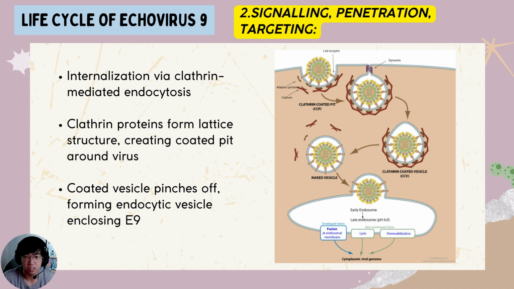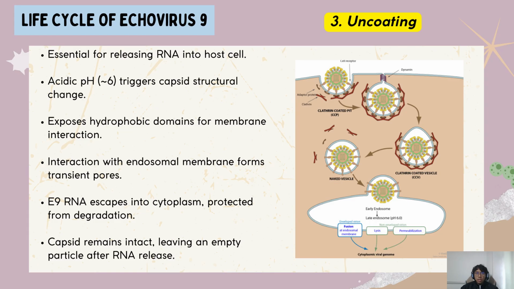E9 primarily enters the cell through clathrin-mediated endocytosis. In this process, clathrin proteins assemble into a lattice structure on the inner surface of the plasma membrane, forming a coated pit around the bound virus. Adapter proteins such as AP2 link clathrin to the viral receptor, ensuring the correct formation of the vesicle. The clathrin coated vesicle then folds in on itself and pinches off from the plasma membrane, forming an endocytic vesicle that encloses E9. Now for uncoating.